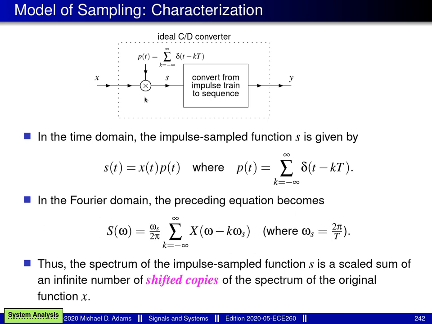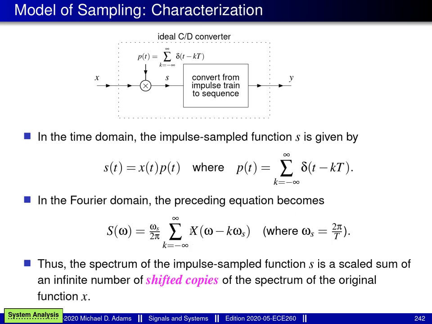Now I'd like to consider the characterization of impulse sampling in the frequency domain. In the time domain, impulse sampling is characterized by this equation here, where capital T denotes the sampling period. Expressing this equation in the frequency domain by taking the Fourier transform, we obtain this next equation here, where big X and big S denote the Fourier transforms of little x and little s respectively, and omega s denotes the sampling frequency. From this equation, we can see the effect that impulse sampling has on the frequency spectrum of the signal that is sampled.